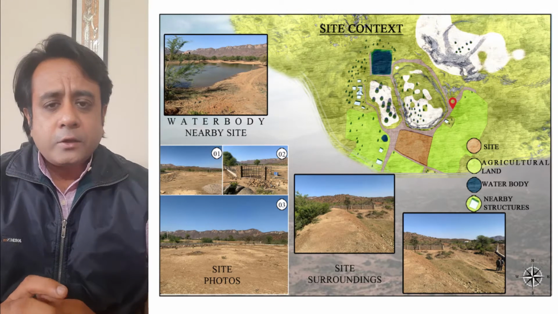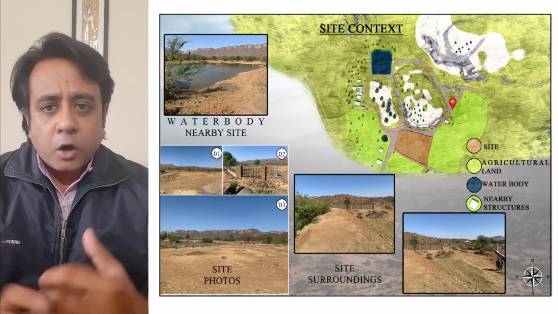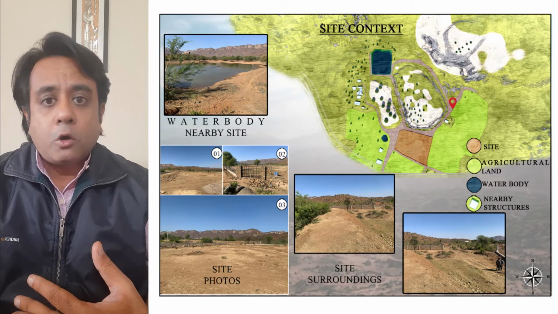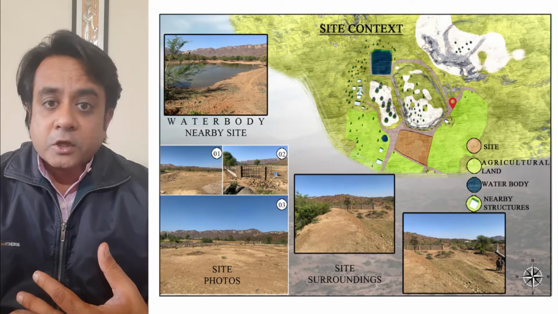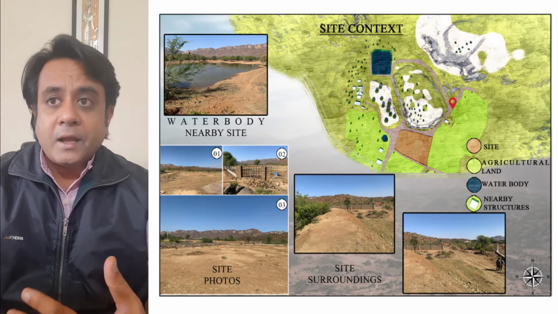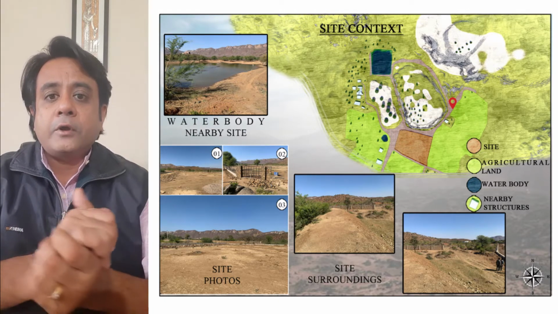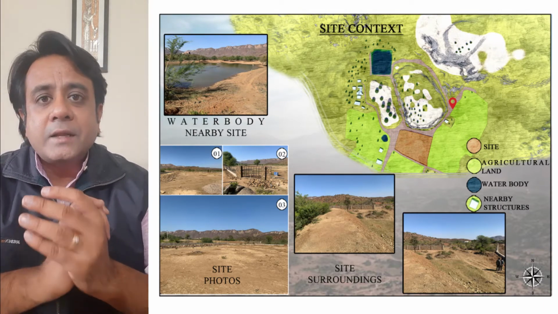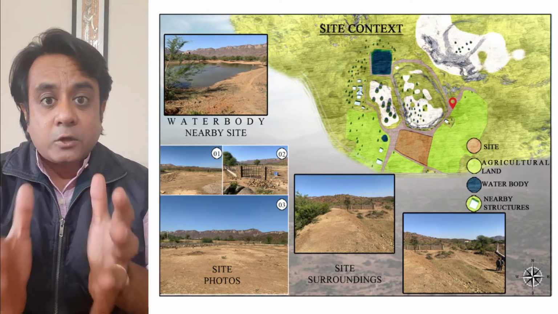So let's say you have a stream of water flowing through, or a river, or you have a desert, or you have an orchard, or you might have an agricultural farm, or it could be in an urban area where you have a lot of houses around your site. So when you look at the site, you need to understand there is a context. Where is your site located?